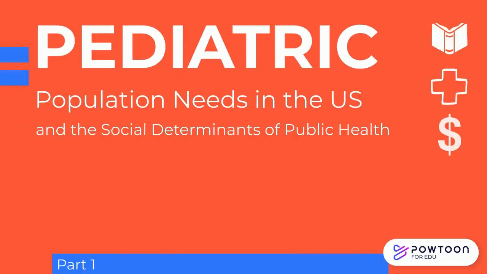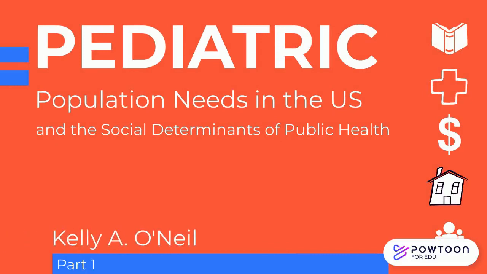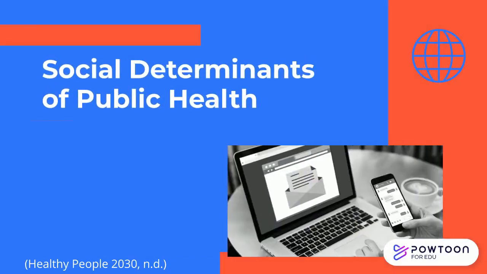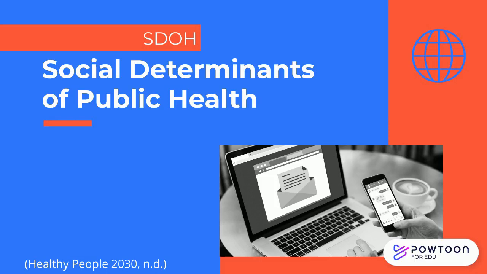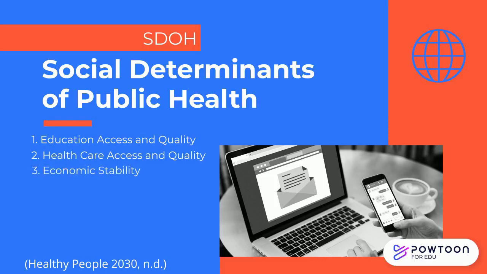How Social Determinants of Health Affect the Pediatric Population in the United States by Kelly O'Neill. The U.S. Department of Health and Human Services defines the following as the primary social determinants of health: education access and quality, healthcare access and quality, economic stability, neighborhood and built environment, and social and community context.